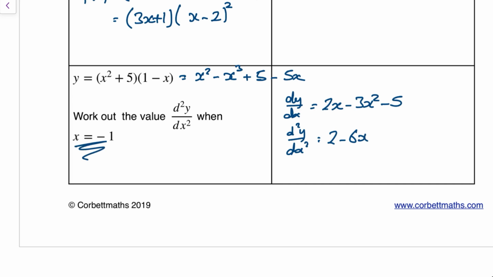And then it says when x equals minus 1. So I'm just going to write x equals minus 1, d2y dx squared. The thing I'm trying to find is 2 minus 6 times minus 1. Minus minus is a plus, so it's 2 plus 6, which is 8. And that is today done.